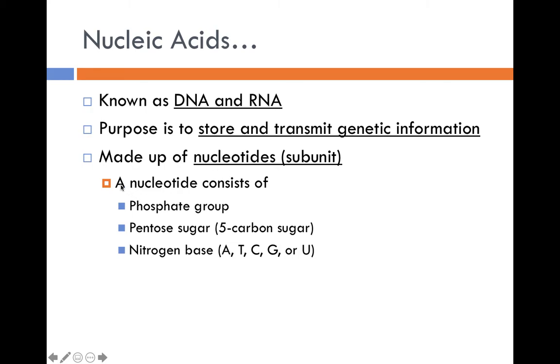So what is a nucleotide? A nucleotide consists of a phosphate group, a pentose sugar, and like a pentagram is a 5-sided geometric object, and that's where it gets its name from.